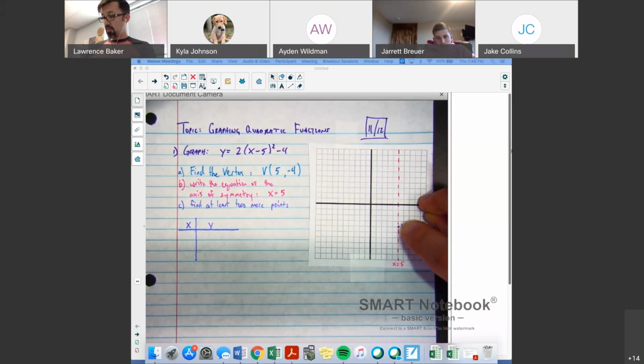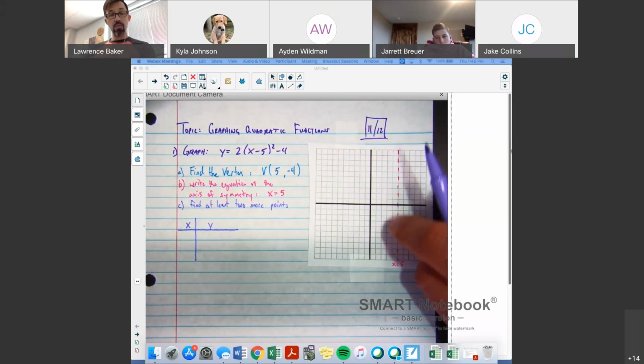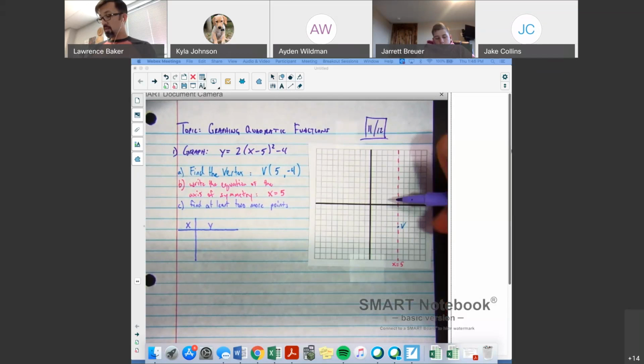So now I have 1, 2, 3 points, but I'm going to take those 2 points and reflect them, which is going to give me 4 or 5 points. Okay. So we're going to do math to get 2 more points. They'll reflect to give us a total of 4 more points. We'll have at least 5 points when we graph it. Okay, at least 5 points in order to graph this.